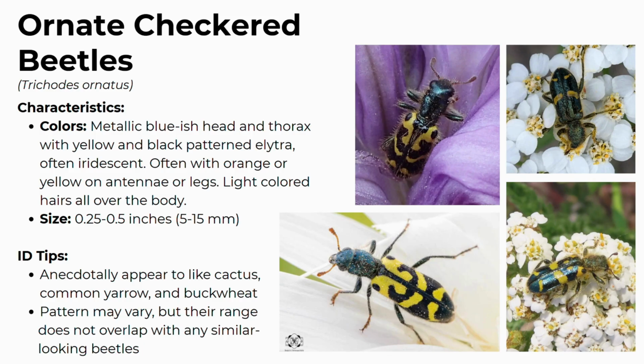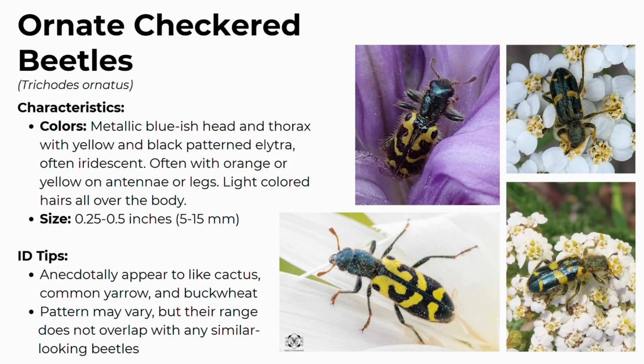Ornate checkered beetles are common beetles on the smaller side, usually under half an inch. They have a metallic dark blue head and thorax and bright yellow patterns on their elytra. Their thorax may be about the same width as their head and look like an elongated turtleneck sweater. They're covered in very light hairs, which adds to this appearance. While the exact yellow and black pattern may vary on the elytra, there are very few other beetles in this area that I think look very similar, so they've earned their own category.